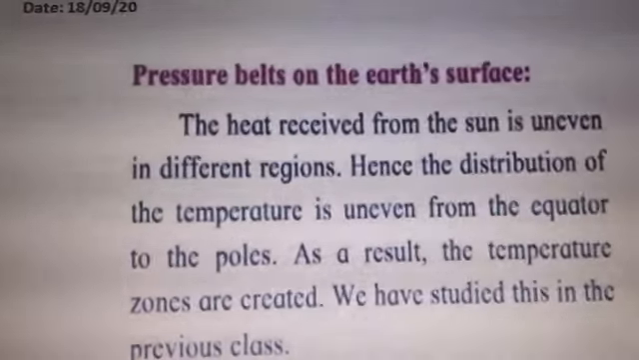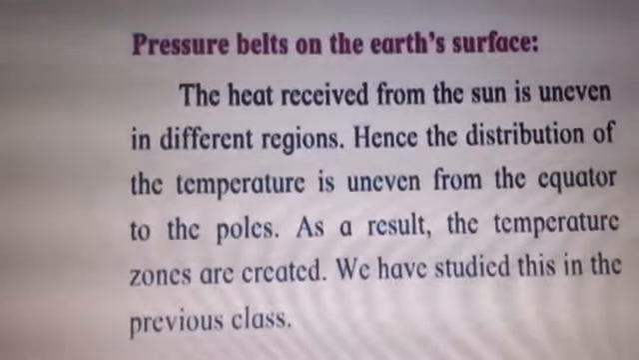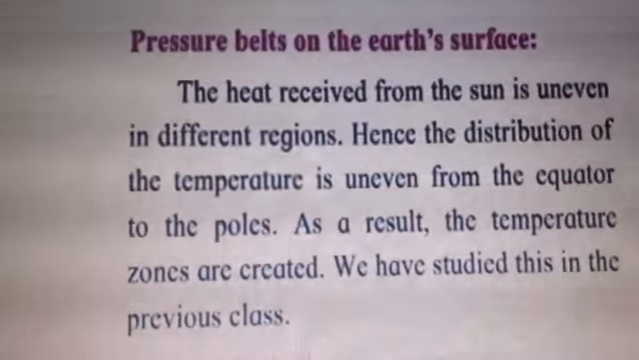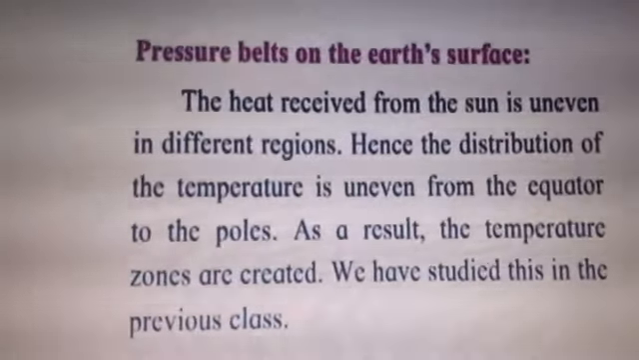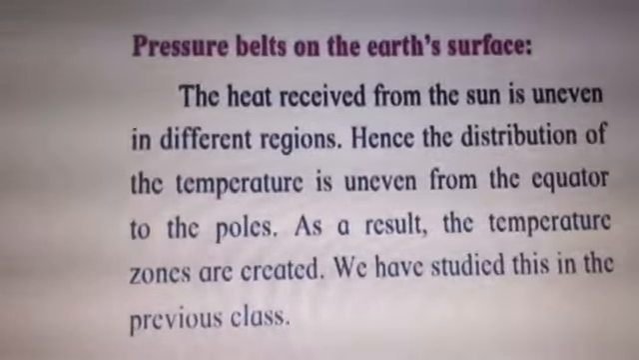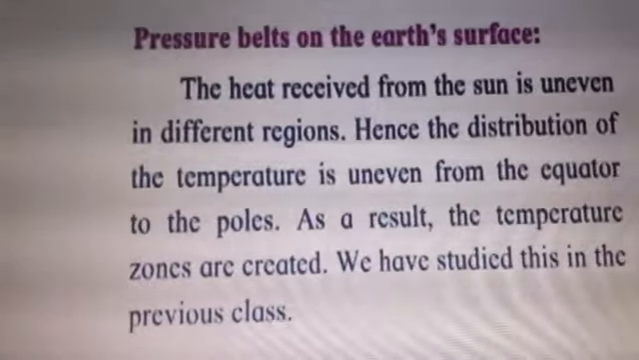So, the distribution of the temperature is uneven from the equator to the poles. The equator faces the direct rays of the sun, therefore, too much heat is received on the equator. Whereas, towards the poles when we are moving, you can see the shape of the Earth is also spherical. Therefore, the rays are slanting on the poles. Therefore, that much heat is not received there. And as a result, the temperature zones are created. We have studied this in the previous class, but we are studying it right now also. Okay.